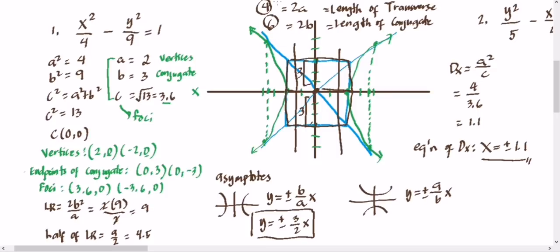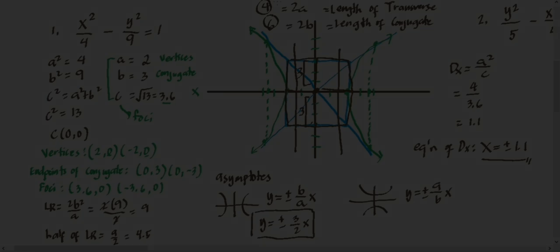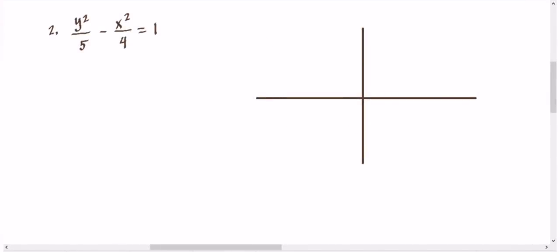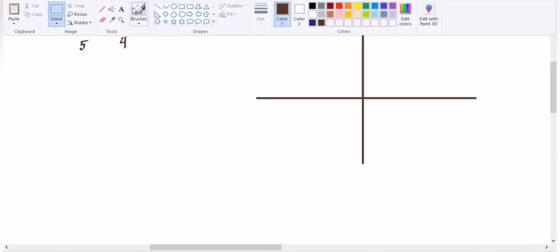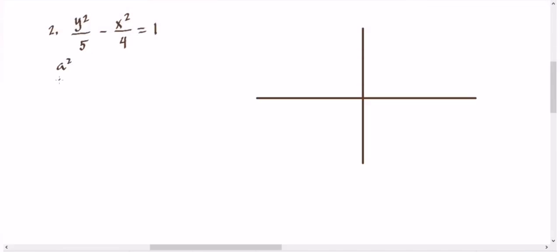Let's have our second example. Now we have this second example, y squared over 5 minus x squared over 4. So kunin lang natin yung a squared, b squared, and the c squared. A squared natin yung nasa unahan lagi. So that is equal to 5. Yung b squared natin yung pangalawa, 4. C squared natin, pag plus lang natin to. So magiging equal sa 9.